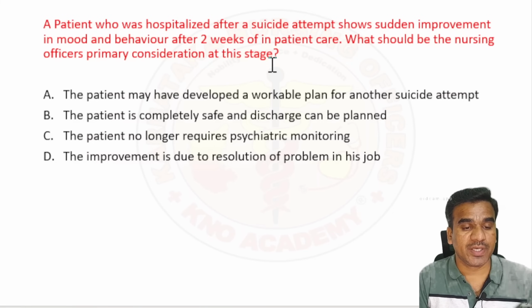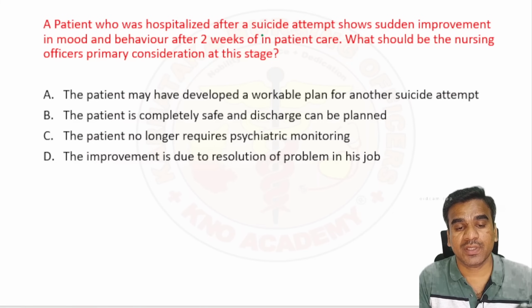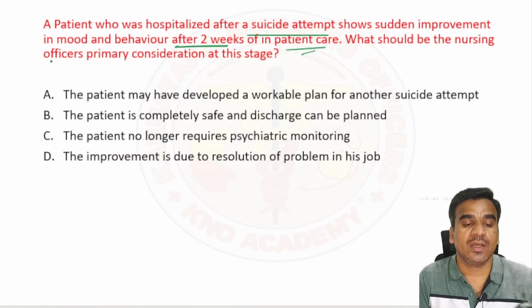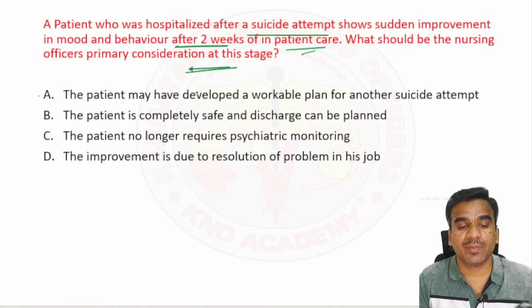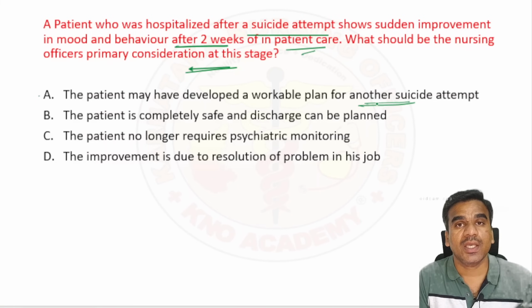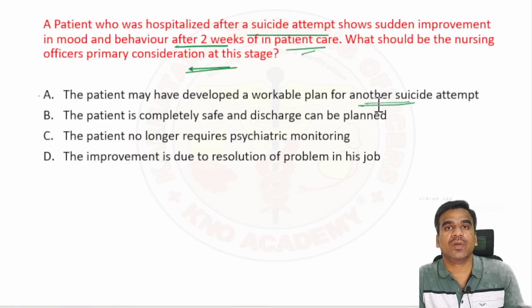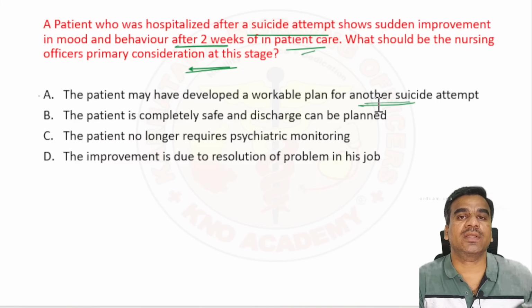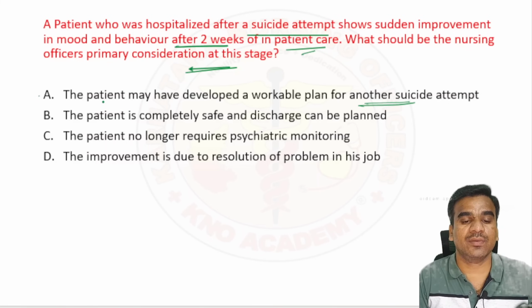And next, a patient who was hospitalized after a suicide attempt shows sudden improvement in mood and behavior after 2 weeks of patient care. What should be the nursing officer's primary consideration at this stage? So we'll see option A: the patient may have developed a workable plan for another suicide attempt. If he is showing improvement, he will say, yeah, I'm fine now, I want to go home. It will sound like this. But in his inner feeling, what he planned, he is planning another suicide attempt.